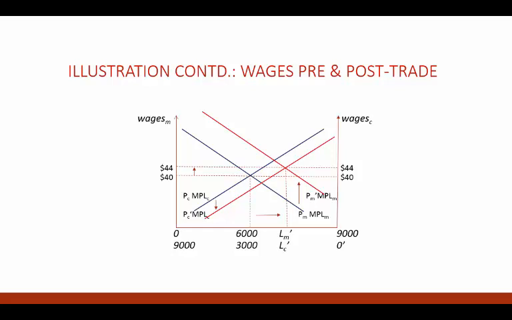We have the graphical depiction of this data, both pre-trade and post-trade. In this illustration, the price of machines rises post-trade and the price of cloth falls as well post-trade. The equilibrium value of wages rises from $40 to $44 after trade, and the number of workers in the machine industry rises from 6,000 to LM prime. However, the number of workers in the cloth industry falls from 3,000 to LC prime.